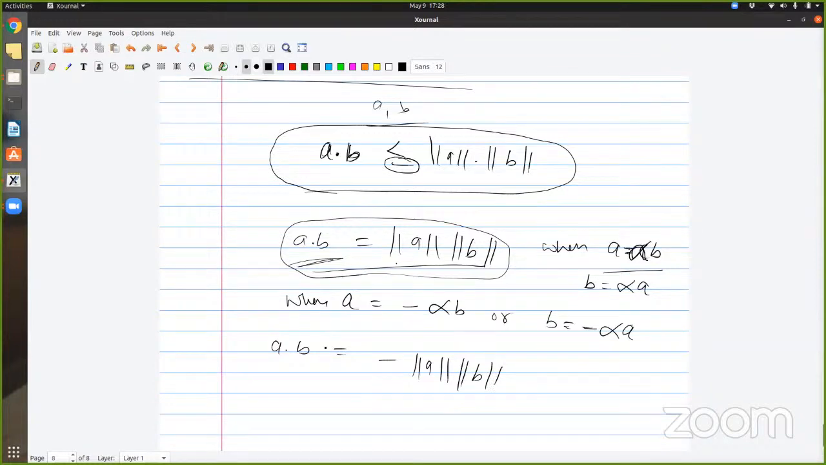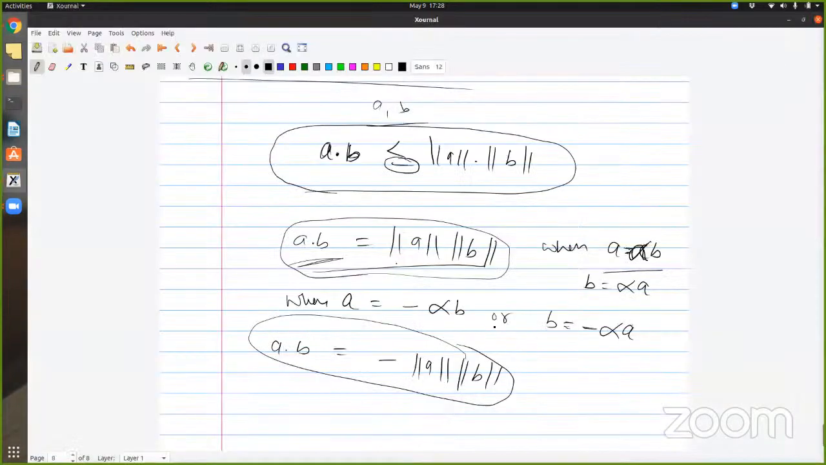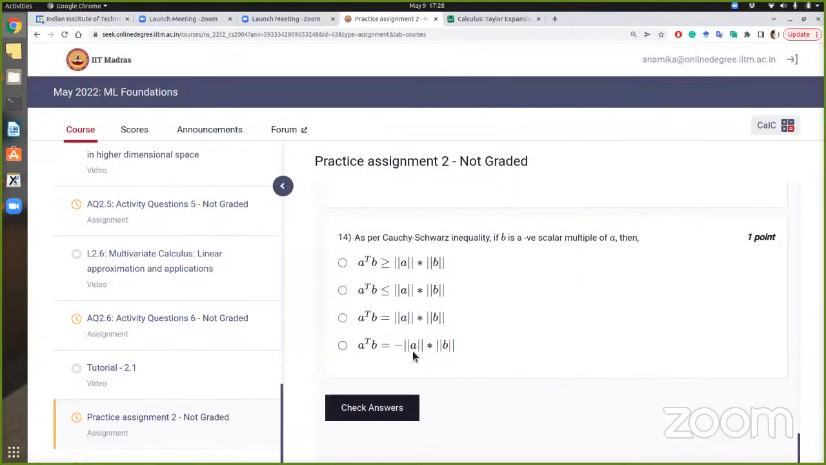Okay, so this thing. Now, what are we asking in the question? As per this inequality, if B is a negative scalar, B is equal to minus alpha A, then what did we say? A transpose B or A dot B will be equal to negative of the multiplication of A and B magnitude. Yeah, this should be the correct option. Okay, I hope that was clear.